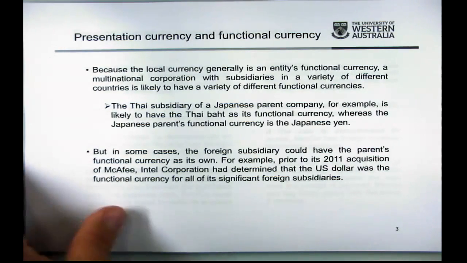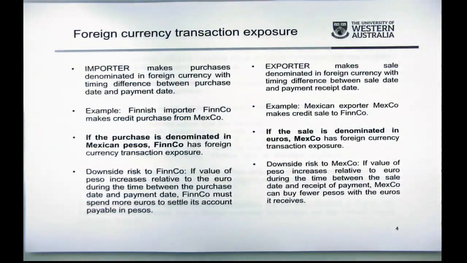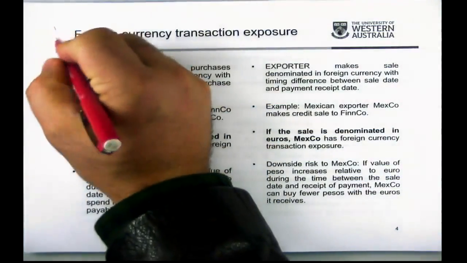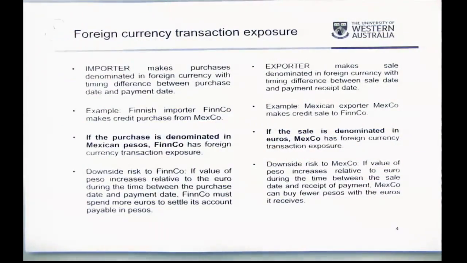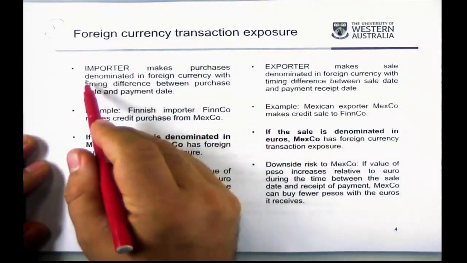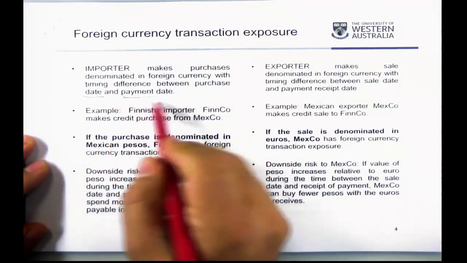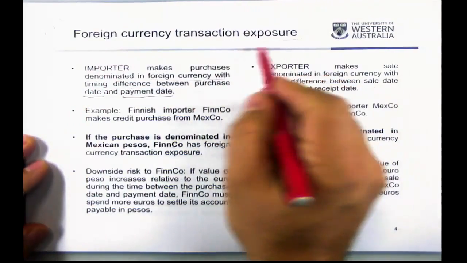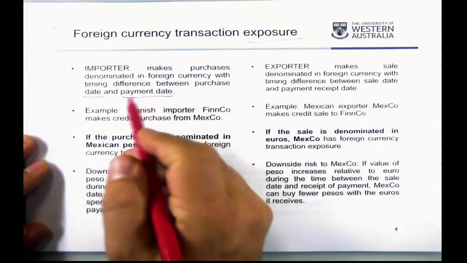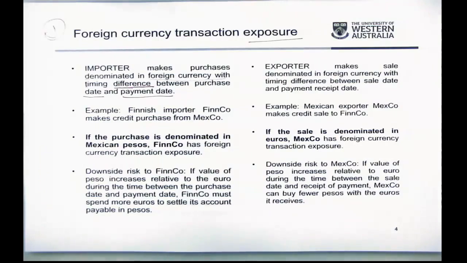Let us start with the first problem, the one we call foreign currency transaction exposure. So this is problem number one. Let us see this example. An importer makes purchases denominated in foreign currency with a timing difference between the purchase date and the payment date. So this exposure arises only when there is a difference between the transaction date and the payment date. If there is no difference, then there is no exposure. Okay?